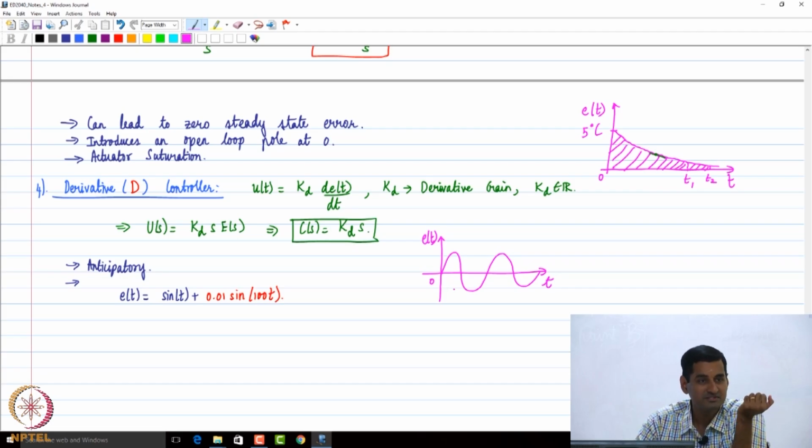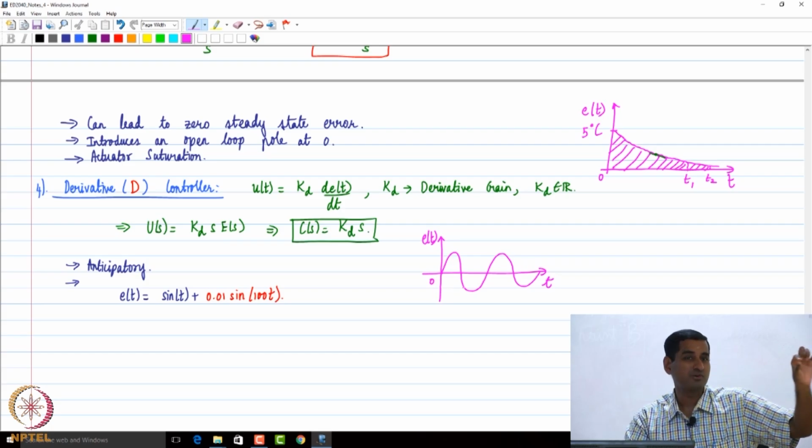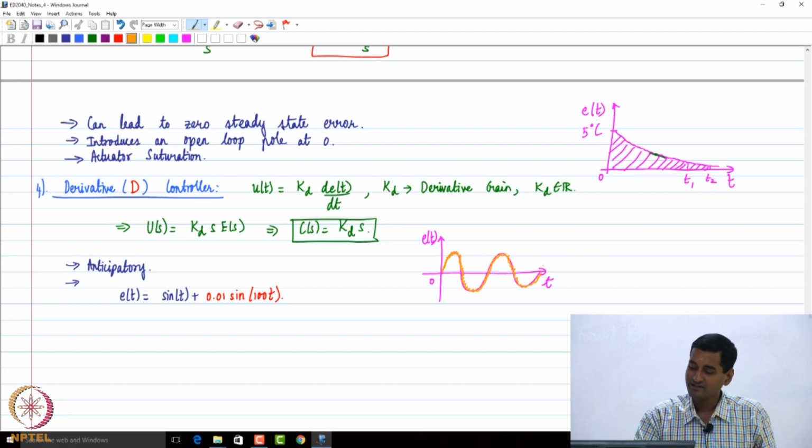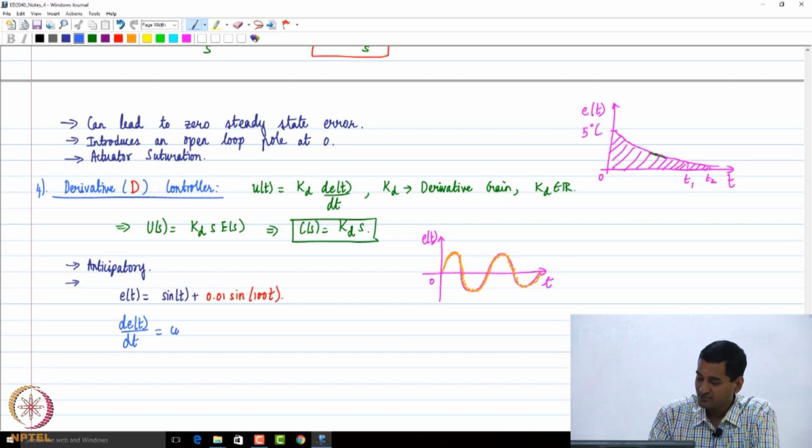In practice, you always have noise coming in through measurements in real systems. Even if you take an oscilloscope and measure a constant voltage signal, do you get a nice smooth line? No, you will get a band, which is your noise. I am just doing this to demonstrate the concept. Now if you take the derivative of this, you will get cos t plus, for the other term, cos 100t.